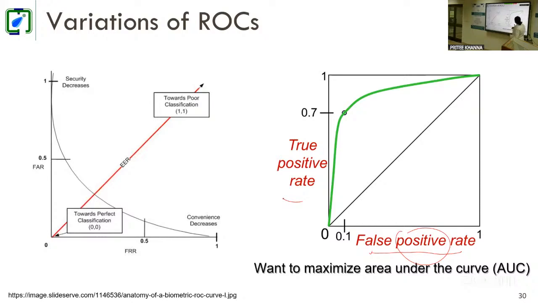And here what we want is that the area under the curve should be maximized. It means we want our matcher to be as close as possible to the ideal, so that my true positive rate is high and my false positive rate is low. We want to move towards this direction. The closer the curve is towards this end, the better. So we want to maximize the area under the curve. Is it clear up to this point?